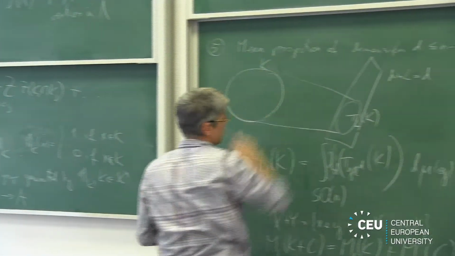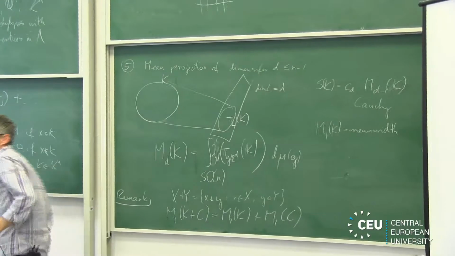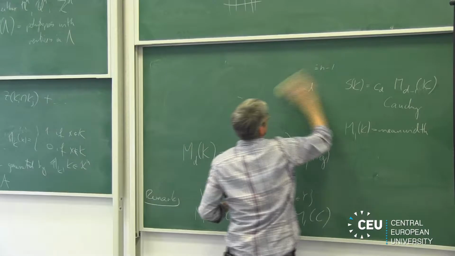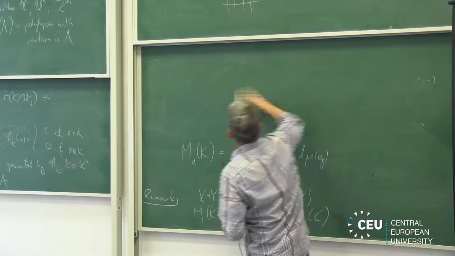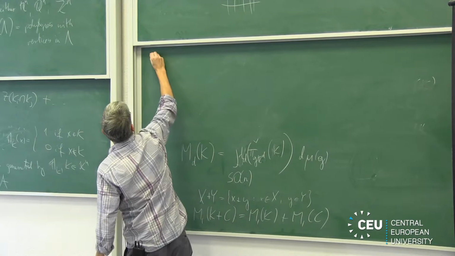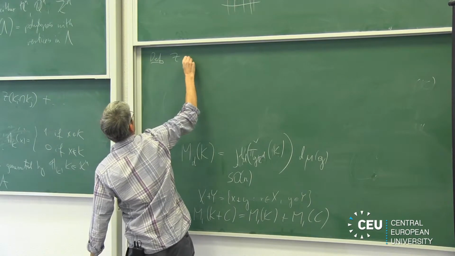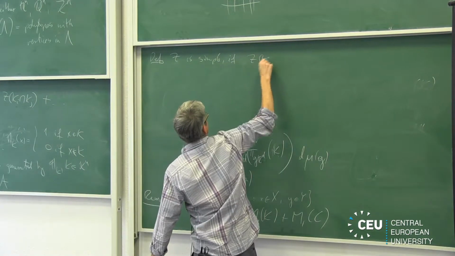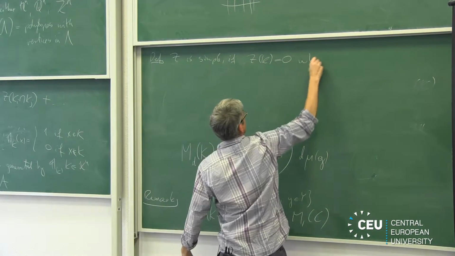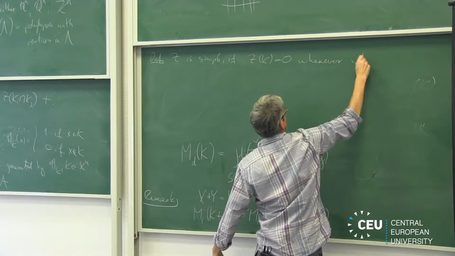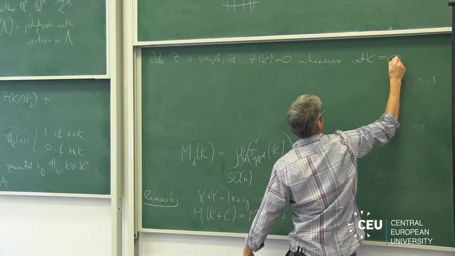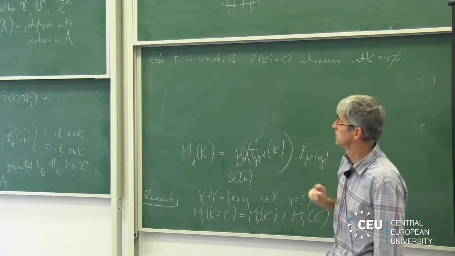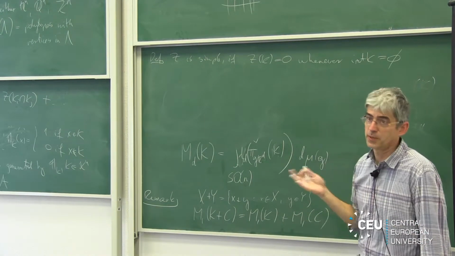So for mean projections, we know what the mean projections are. Maybe just one little technical term. We say that Z is simple if Z(K) is 0 whenever the interior of K is empty. So the volume is simple, the surface area is not.